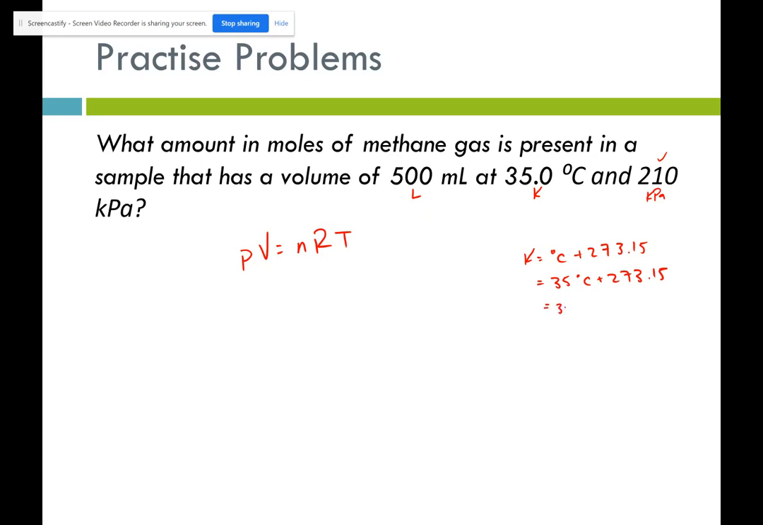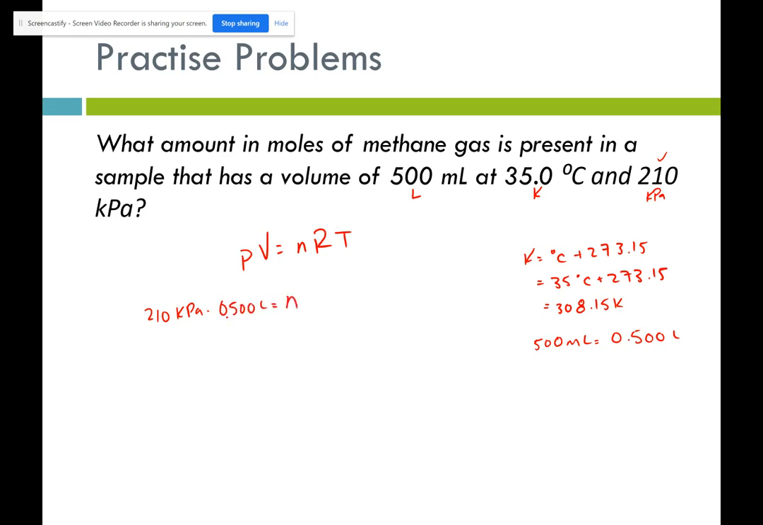This is going to give us 308.15 Kelvin. And we know 500 milliliters, we've been doing this a lot, is 0.5 liters. So now all of our variables are in the correct units. So let's plug it in. Our pressure is 210 kilopascals. Our volume is 0.5 liters.